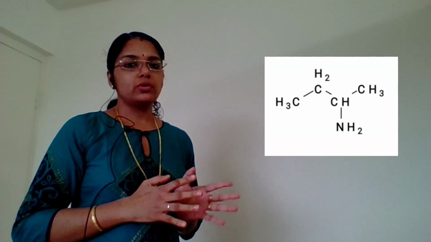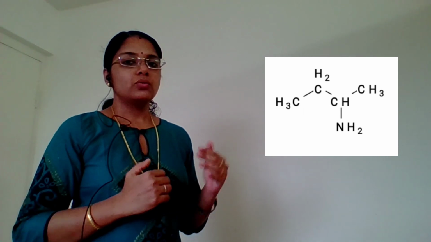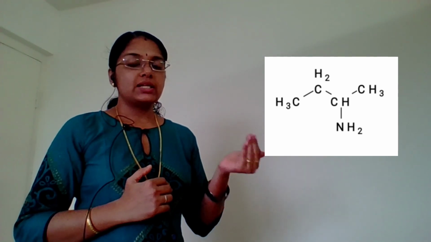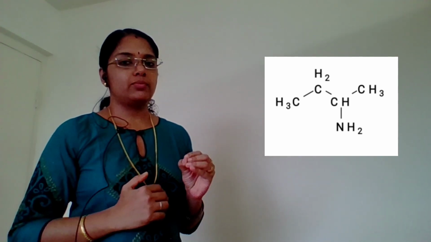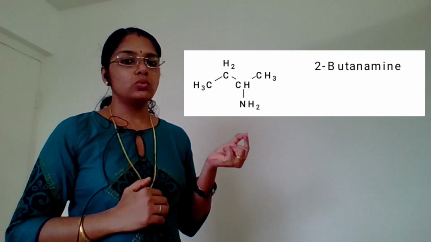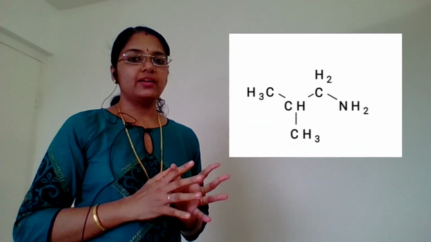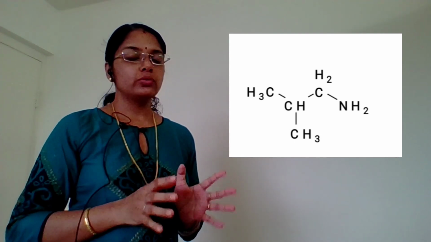Consider the next structure. It contains again 4 carbon atoms, but the amine is present in the middle. So again we have to number the chain, and the amine should get the least number. So when we are naming, it can be named as 2-butanamine.